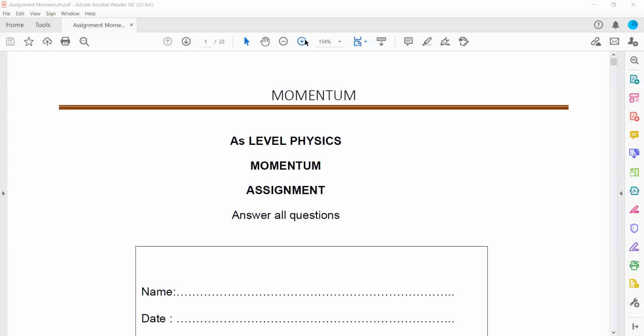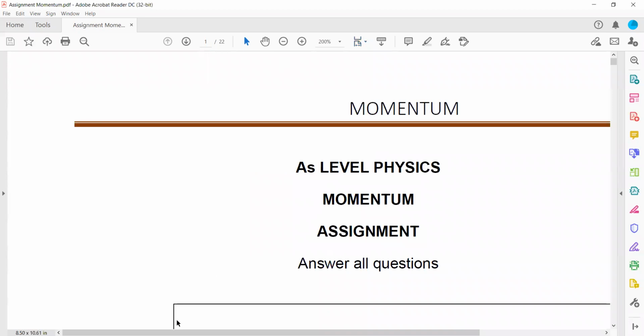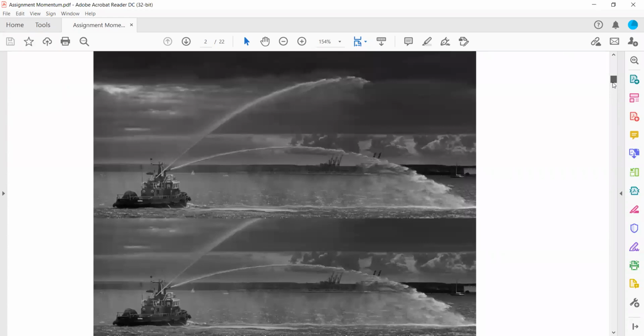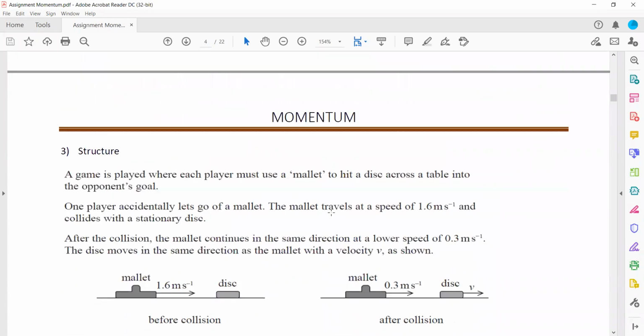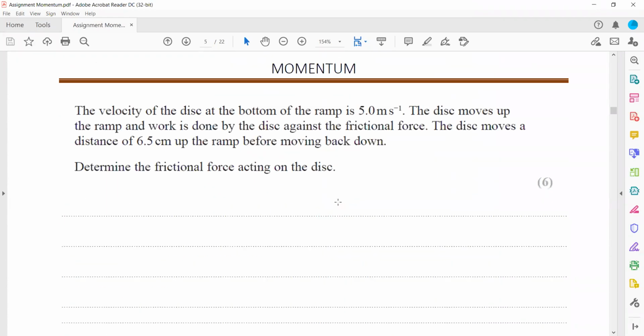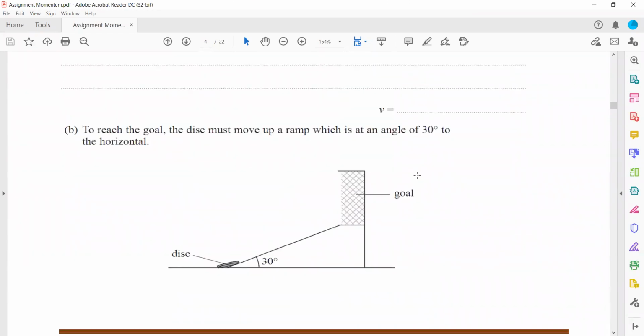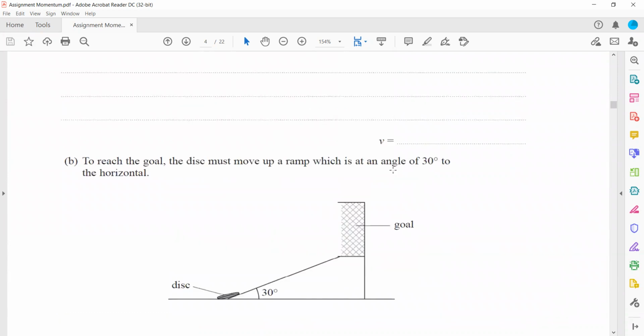This assignment is related to momentum questions, as we discussed a few questions yesterday. This question, part B.